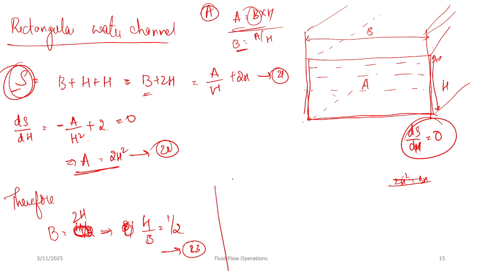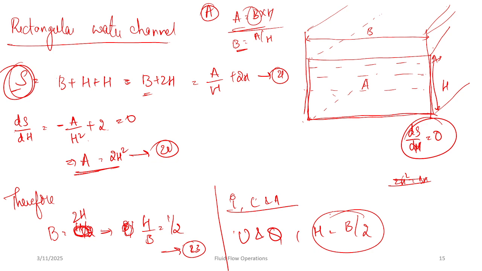Okay, so if the values of I, C, and A are constant, then in order to maximize the velocity U and the flow rate Q, the depth H should be equal to half of the width. If this is followed, then U and Q can be maximum. So this is how you will design a rectangular channel. In order to have maximum flow rate or maximum velocity, the height should always be half of the breadth.